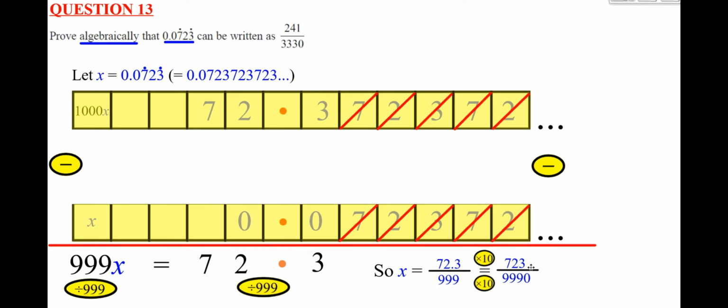All you need to do simply is to divide by 3, but then you've made it really clear to the examiner that you know this will turn into that. Therefore, x equals, as a fully simplified fraction, 241 all over 3,330, which is exactly what we wanted to prove, so therefore we've done the question. The key thing here is, because algebraically you need to call this decimal here a letter. Call it D if you don't like x, but it needs to be called a letter, otherwise you will not get the marks.